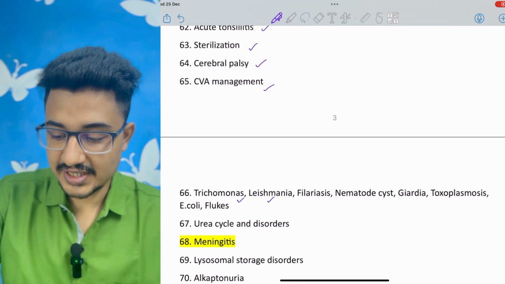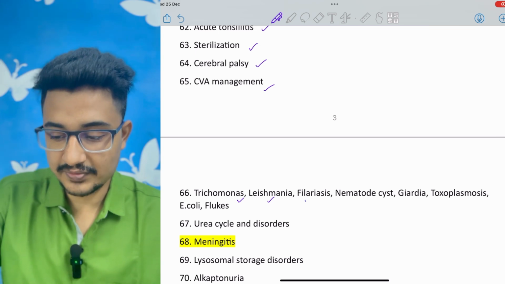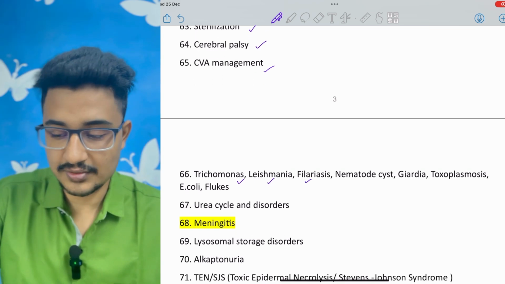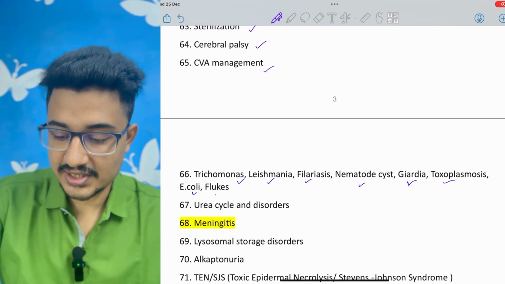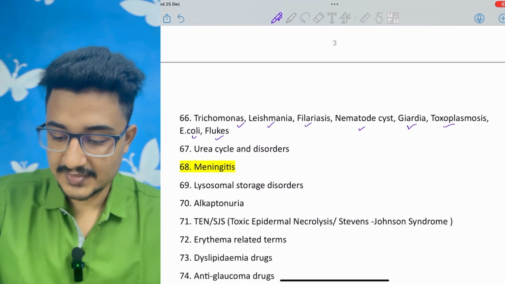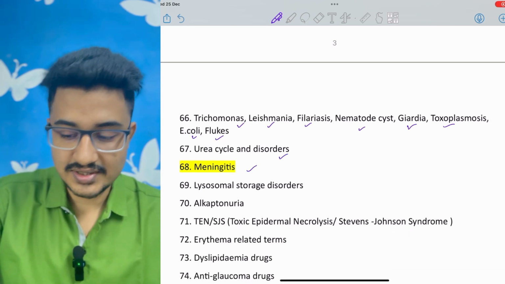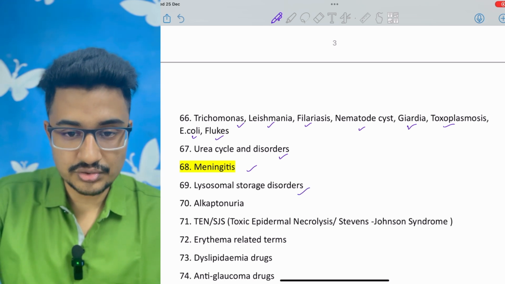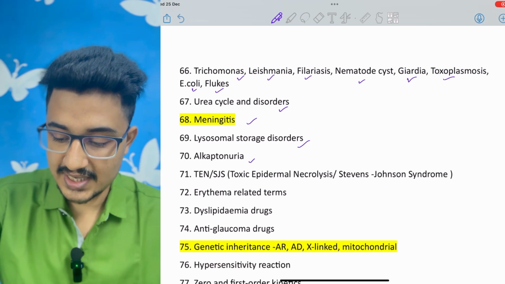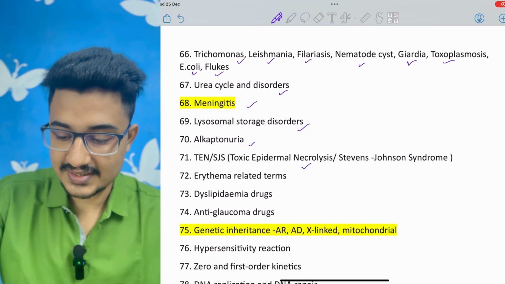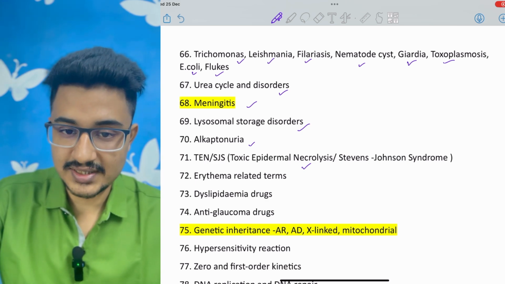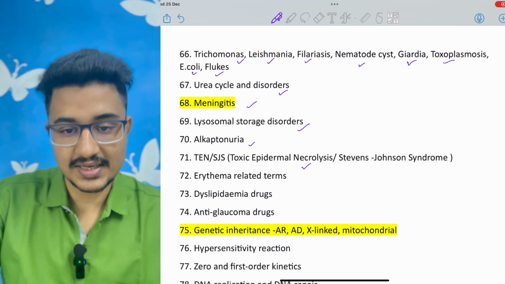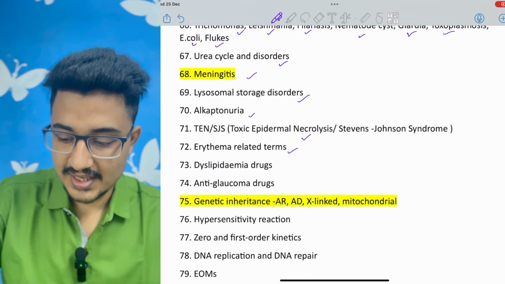Trichomonas, leishmania, leishmania is asked multiple number of times. Filaria, the types of filarial worms. Nematodes, Giardia, Toxoplasma, E. coli, and liver flukes. Urea cycle and disorders, meningitis, lysosomal storage disorders, alkaptonuria, TEN and SJS, erythema related terms, that is erythema marginatum, erythema induratum, erythema nodosum, these all things.